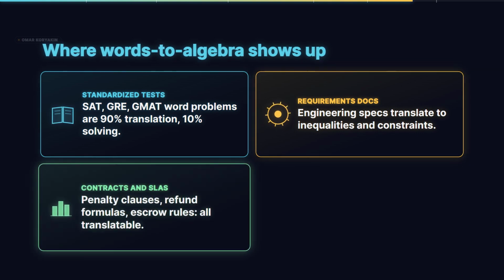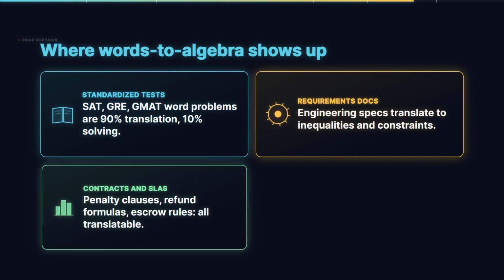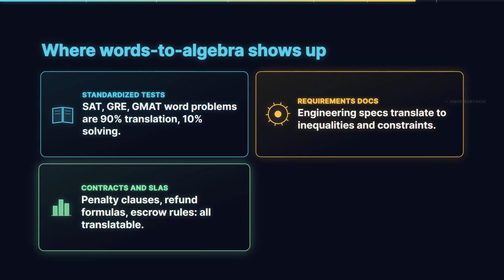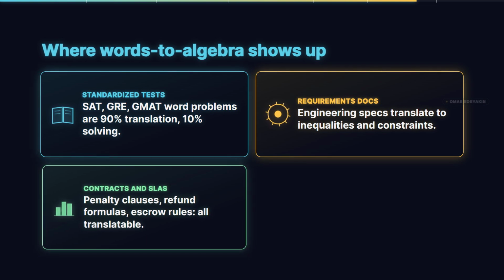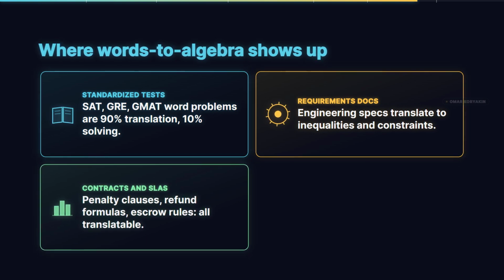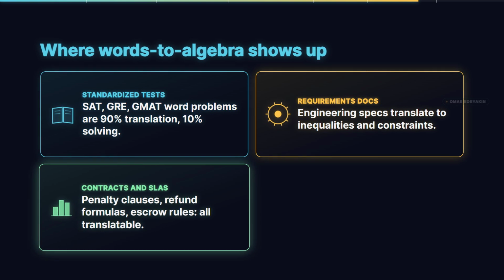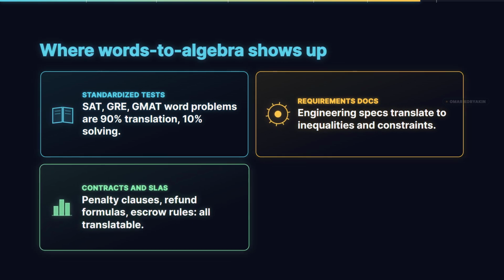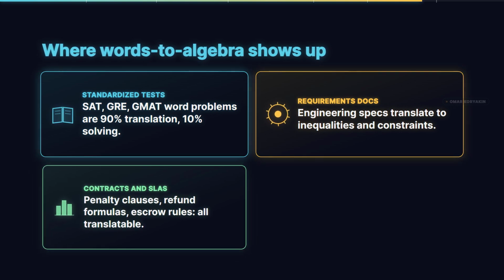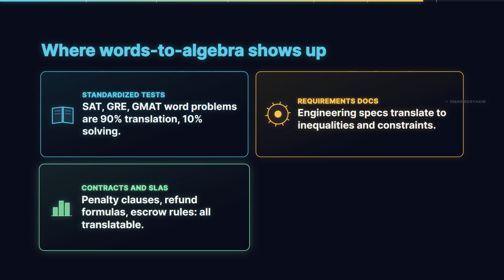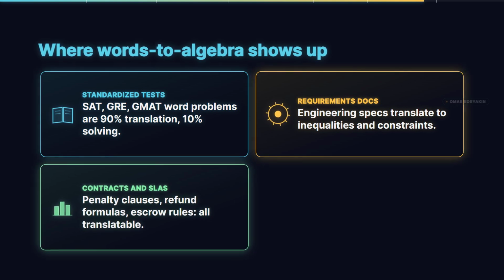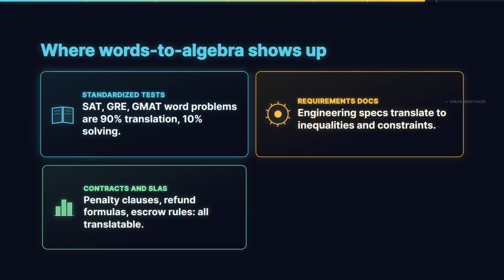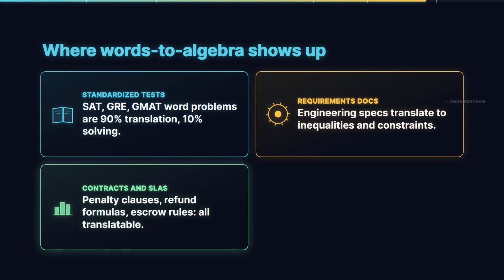In legal contracts, service level agreements, and financial documents, penalty clauses, refund formulas, escrow rules, and tax brackets are all written in English but specify precise mathematical relationships. Lawyers and accountants who can translate the English to algebra can spot ambiguities, errors, and gaming opportunities much faster than those who only read the English. The translation skill is in continuous use across these professions.